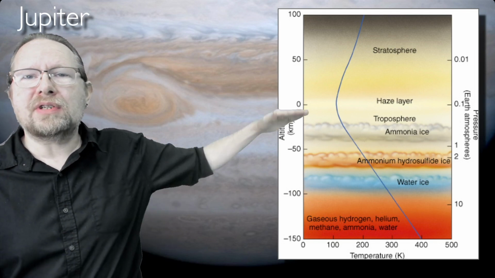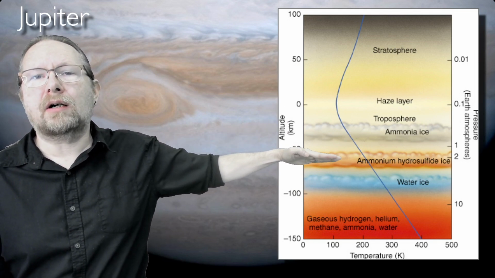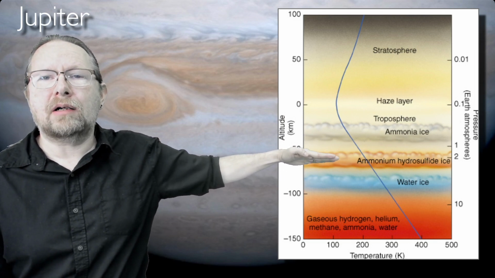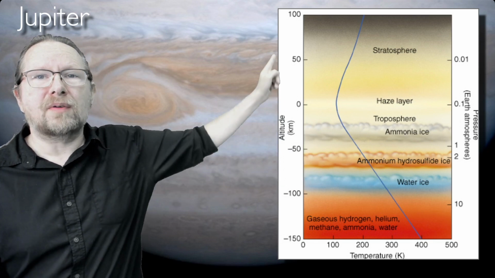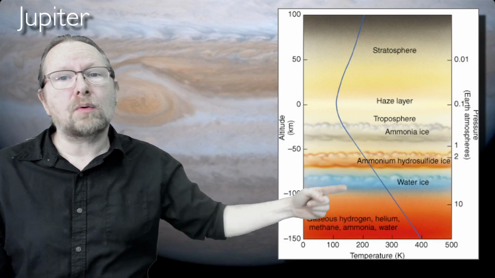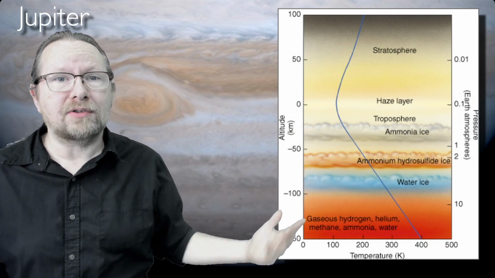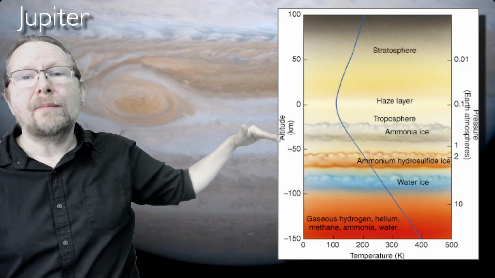For example, when we see this orange layer, we are seeing down to a layer of clouds that are rich in ammonium hydrosulfide ices. When we see the blue color in some of these areas, like here, we are looking down even deeper into a layer where there's a lot of H2O water ice in the clouds. And so the different colors of the different clouds correspond to different depths.